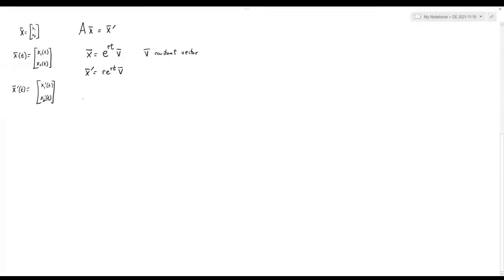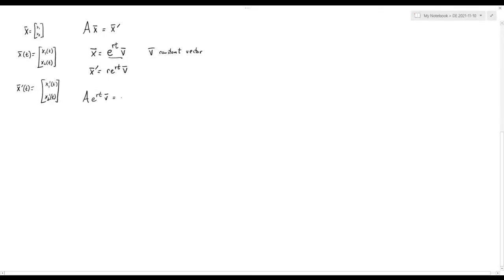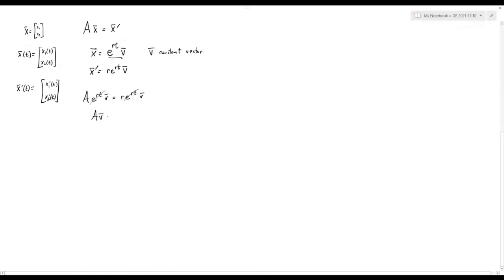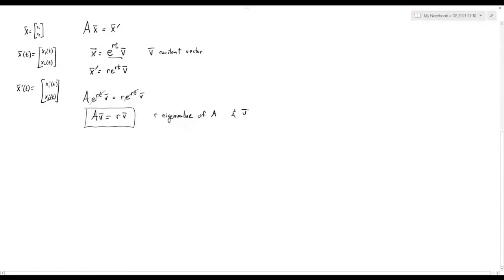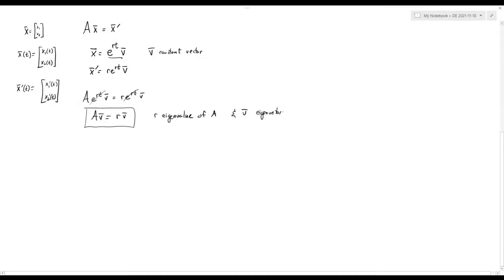Now plug that in. We have A times x is equal to x prime. The exponentials cancel out, and we have that A times v is equal to a multiple of v, r times v. You should all recognize this from linear algebra, where we say that r is an eigenvalue of matrix A, and v is a corresponding eigenvector for r. So we have, if you'd like, an eigenpair.